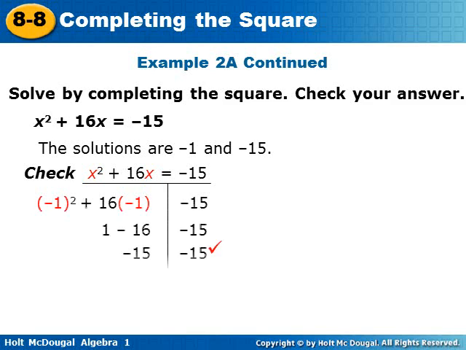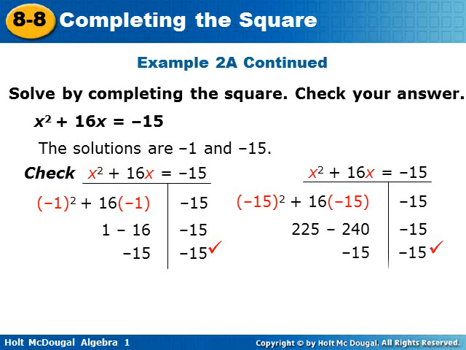If we checked our answer and plugged negative 1 back into the equation, we would get negative 15 equals negative 15. And if we plugged negative 15 back into the equation, we would get negative 15 equals negative 15. So we know that we found our two zeros correctly.